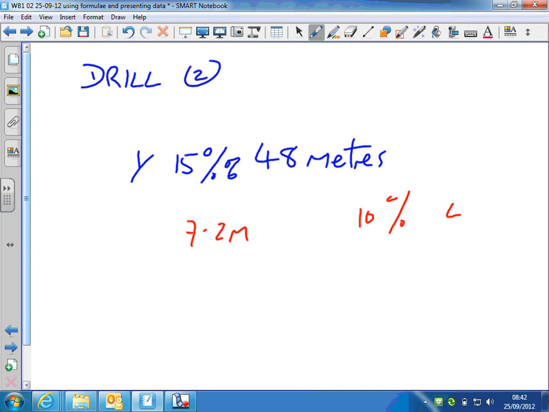10% is 4.8. So 5% is half of that, and add them together, 7.2. So you're right, but you see the shortcut? Okay.